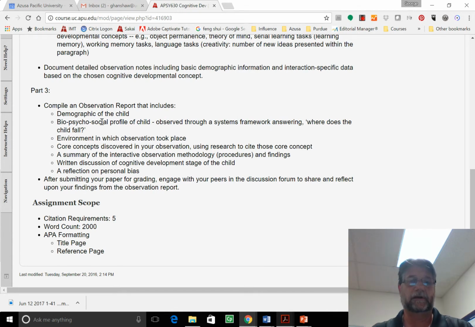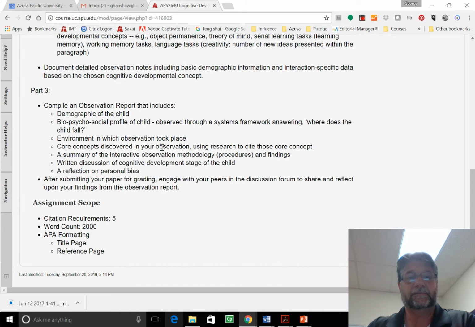Demographics of the child, biopsychosocial profile of the child, observed through a systems framework, answering where does the child fall. So when we're talking about that, we're talking in a cognitive development point of view perspective. The environment, where did you do this? Was it at a park? Was it at home? Where was it? And then don't just say it was at a park or it was at home. Kind of describe the environment a little bit, kind of get in depth in the description.